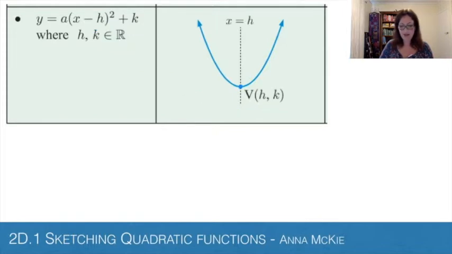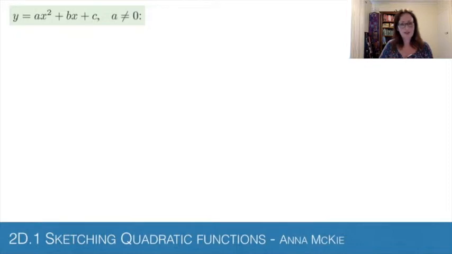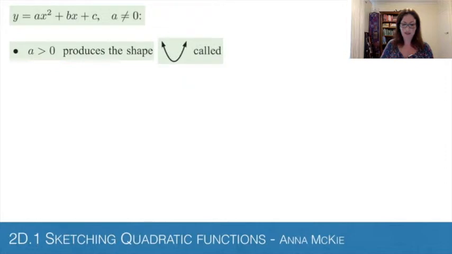And x equals h is the axis of symmetry. Just summarising some of these here. For quadratics of this form, the A factor produces the shape. So if A is greater than 0, what will we get? That shape there, what's that called? Concave up is often how it's described.